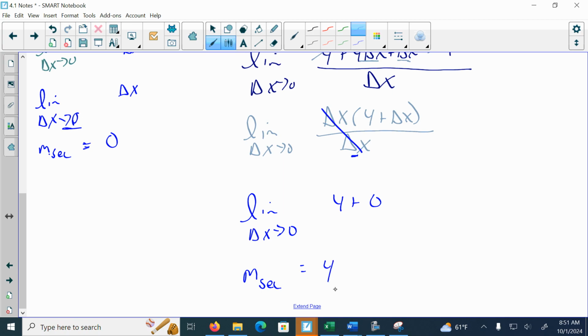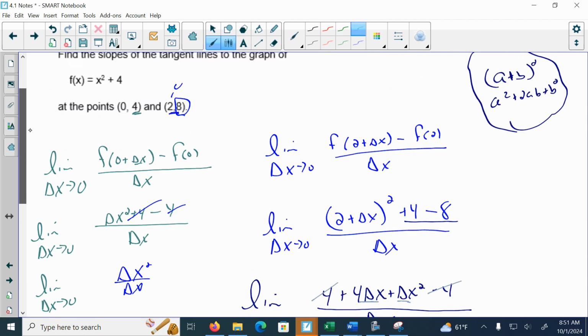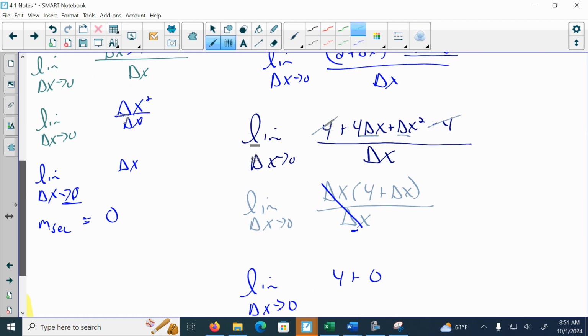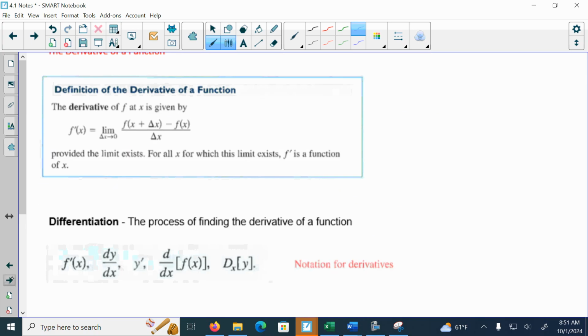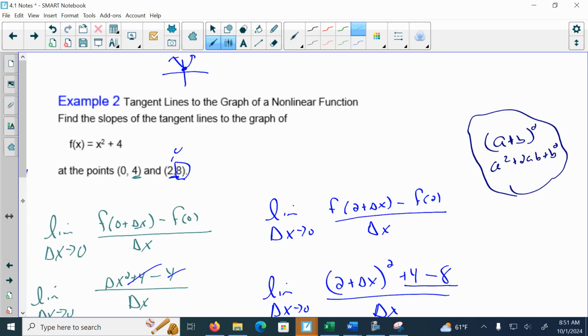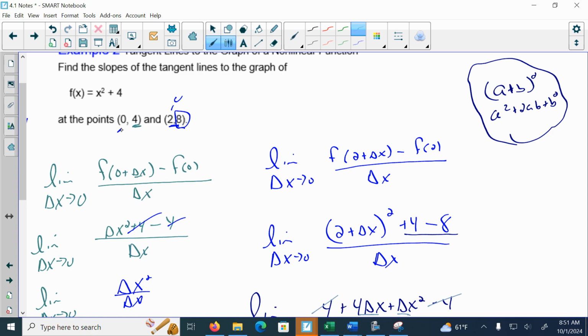So that is the slope at the point (2, 8). The slope is 4. At the point (0, 4), the slope is 0. So that's me finding a slope at a point, one single point. I'm only finding the slope at 0. I'm only finding the slope at 2. And there has to be a much more efficient way to do this, so I don't have to keep doing all this work every single time.